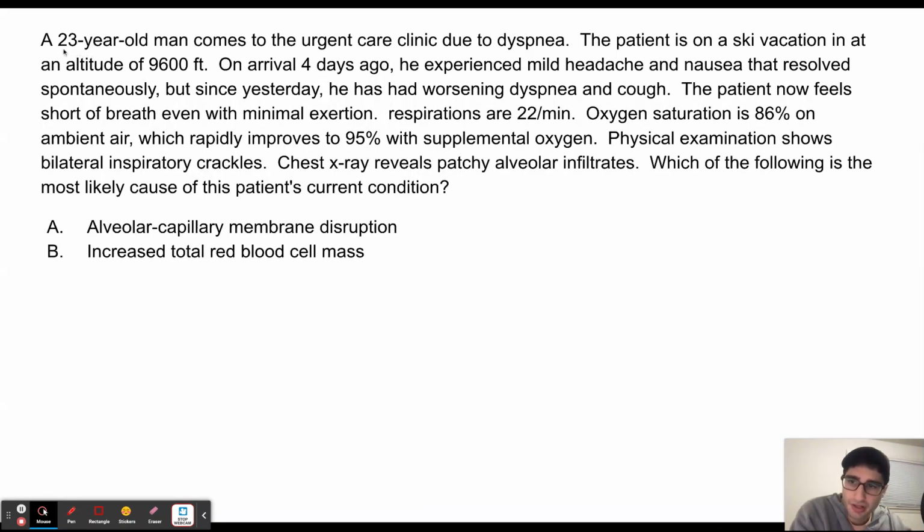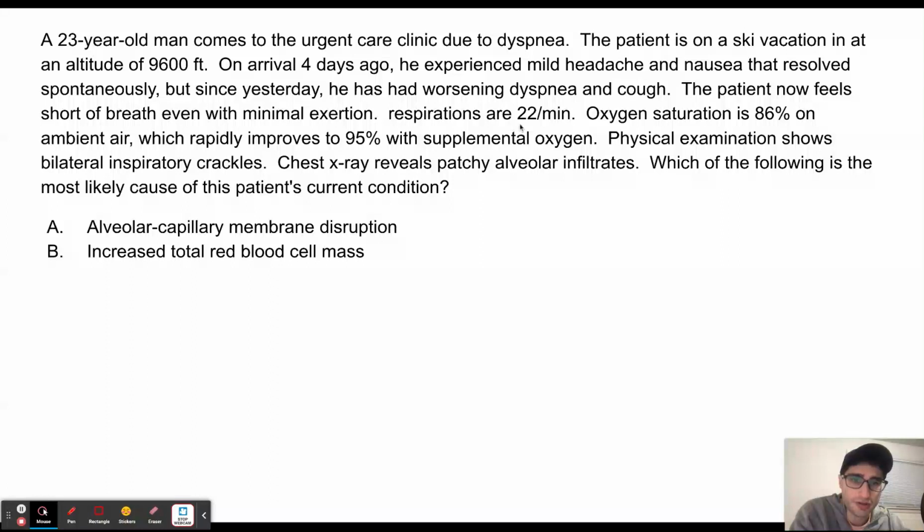So let's do a question. A 23-year-old man comes to the urgent care clinic due to dyspnea. The patient is on a ski vacation at an altitude of 9,600 feet. On arrival 4 days ago, he experienced mild headache and nausea that resolved spontaneously, but since yesterday, he has had worsening dyspnea and cough. The patient now feels short of breath even with minimal exertion.